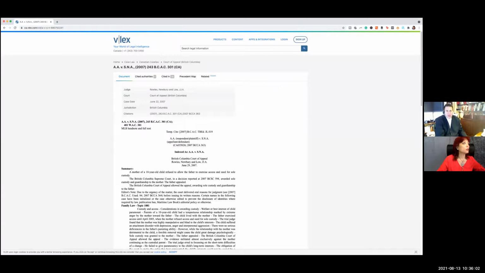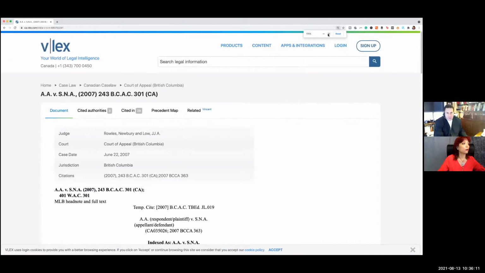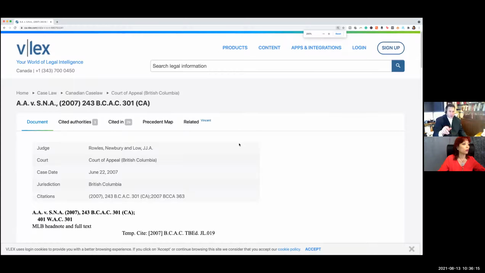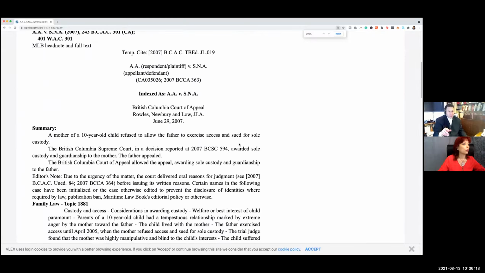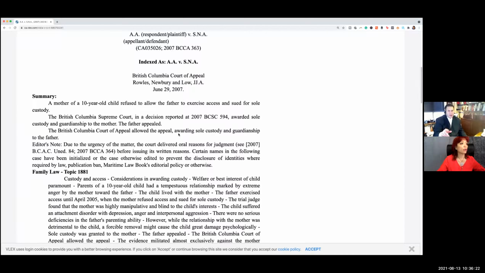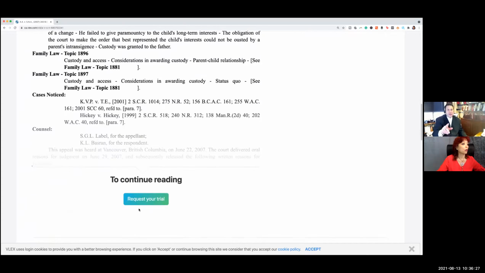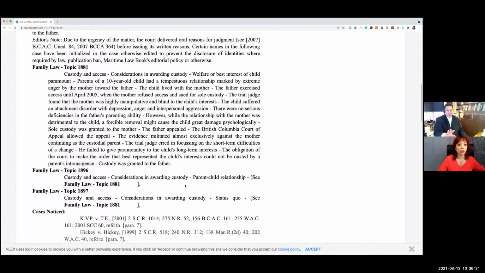I'm sorry, is this the case that we are talking about? Let me just zoom in a little bit more. Is this the case? Okay, it could be, but you have to just scroll down so that I can just see it. A mother, 10 years old child refused to allow father to exercise. Yeah, no, I understand, but keep scrolling down. Okay, scroll up a bit. All right, okay. So I don't have access to it. Okay, hold on. Yeah, just leave it there. Yeah, this is the one.